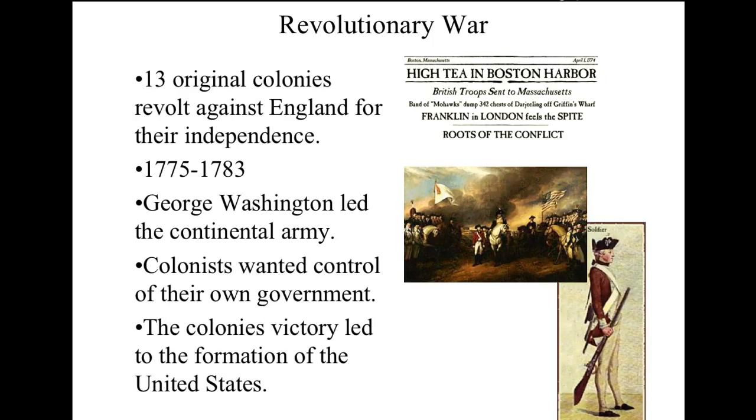The Revolutionary War was fought in the American colonies between the Continental Army and the British military that was sent to put down the rebellion. The war was not short. In fact, it lasted 8 years. But eventually the colonies were victorious in their march for independence.